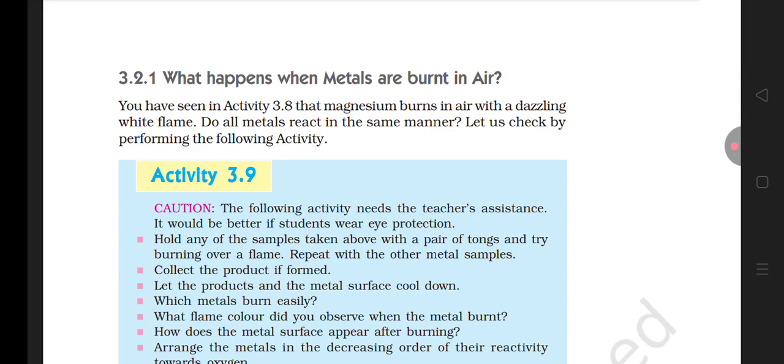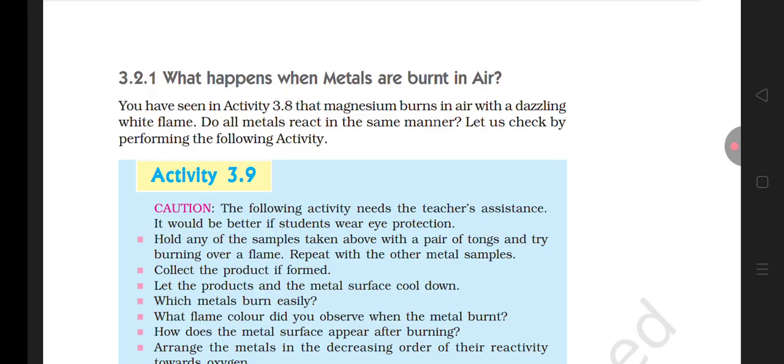Hold any of the samples taken above with a pair of tongs and try burning it over the flame. Repeat with the other metal samples. Collect the product if formed. Let the products and the metal surface cool down. Which metal burns easily? What flame color did you observe when the metal burned? How does the metal surface appear when burning? Arrange the metals in decreasing order of their reactivity towards oxygen.